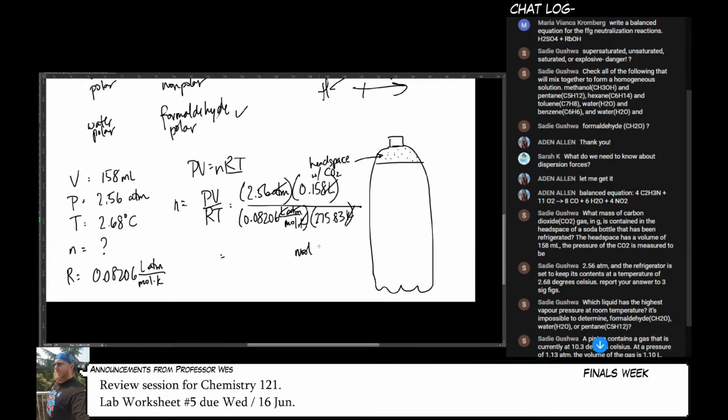And what gas are we working with? This is CO2, so we'll write that here. I made a typo. There we go. Divided by 0.08206 times 275.83. And I got an answer of 0.0179 moles of carbon dioxide. So this is the number of moles of CO2 in that headspace.